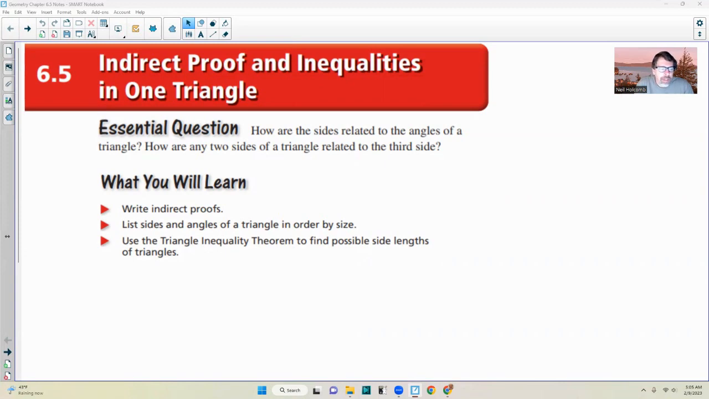What you will learn in this chapter section is how to write an indirect proof, list sides and angles of a triangle in order by size, and use the triangle inequality theorem to find possible side lengths of triangles. So let's take a look.